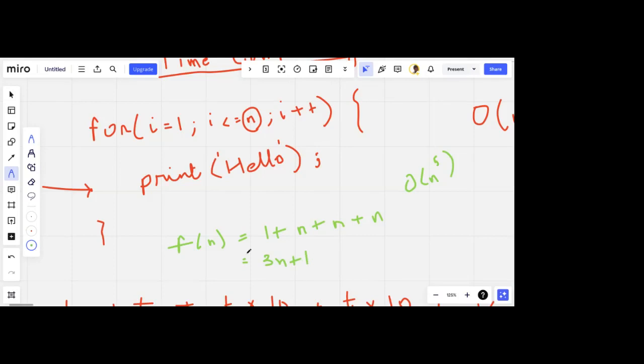So for a function which is 3n plus 1, can we say that the big O time complexity is big O of n to the power 5? Yes or no in the chat, guys? Come on. Can we say this? Hello, guys, am I audible? Come on, guys. Can we say this? Yes or no? What do you think?